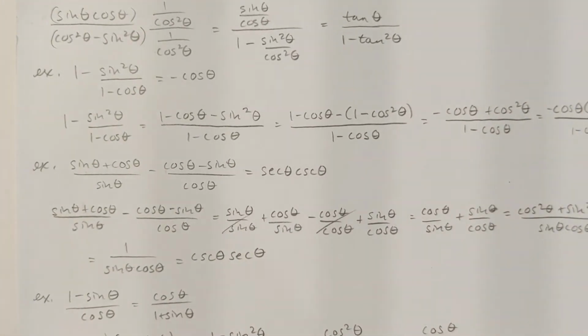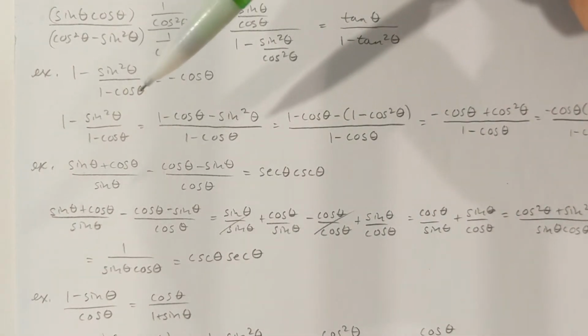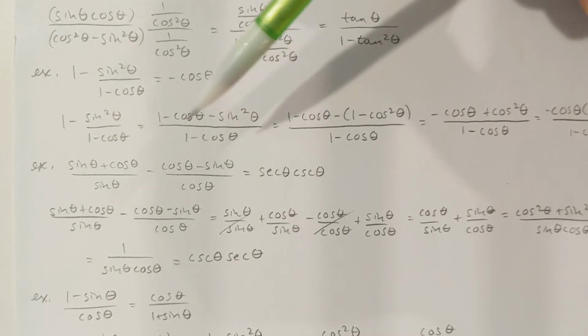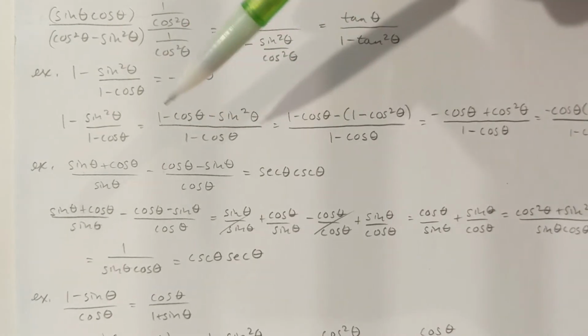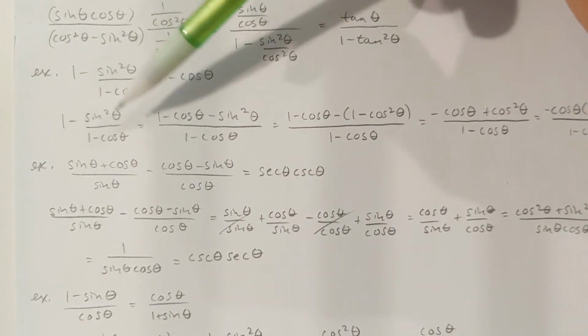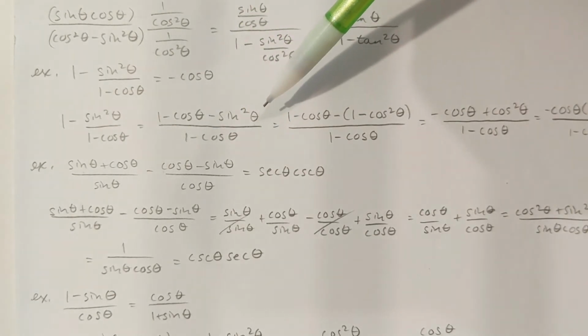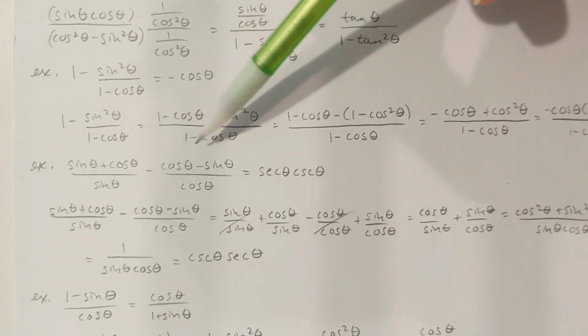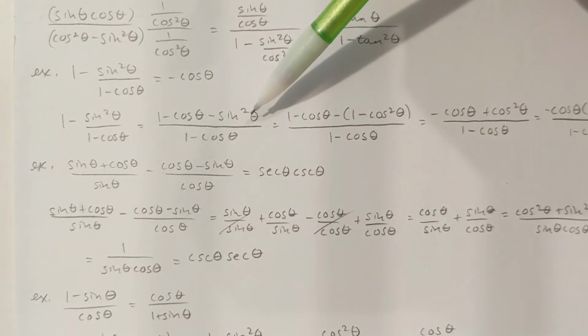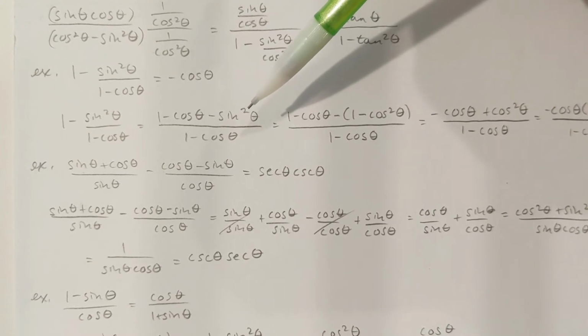Okay, here's another one. We'll start with the left side, and we'll try to get to negative cosine theta. Well, let me begin by getting a single fraction here on the left. So I have 1 minus cosine theta times 1, and then minus sine squared theta all over 1 minus cosine theta. Now the next thing that I'd like to do is get everything in terms of cosine thetas.